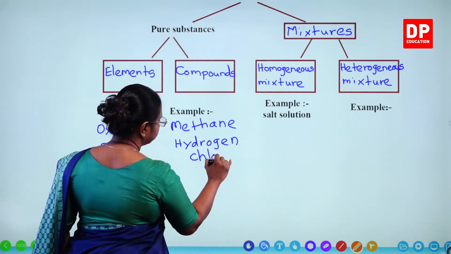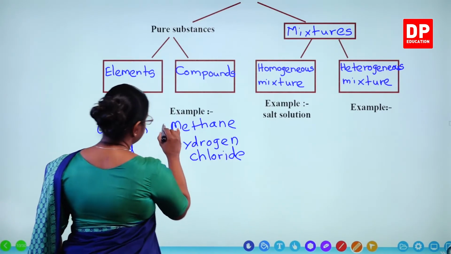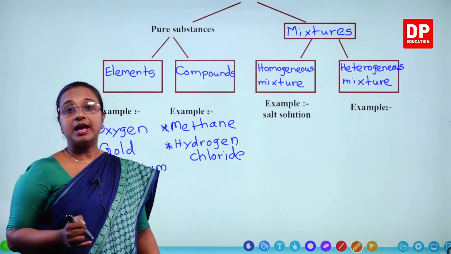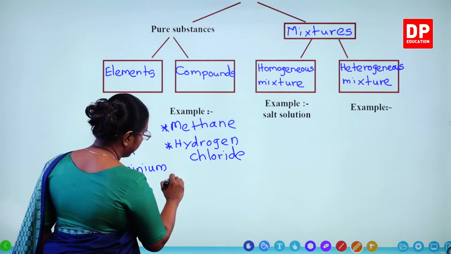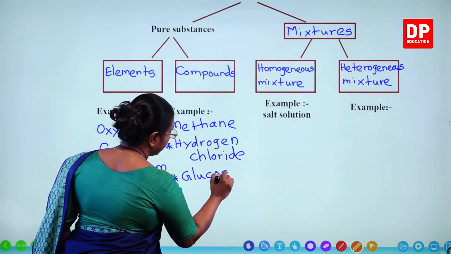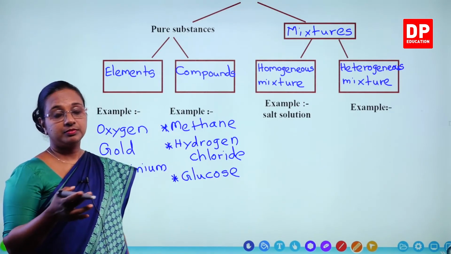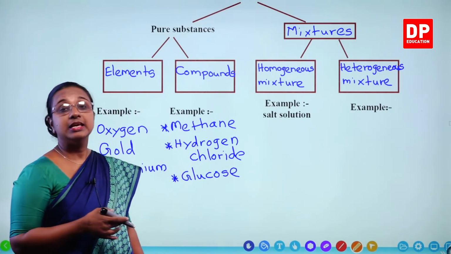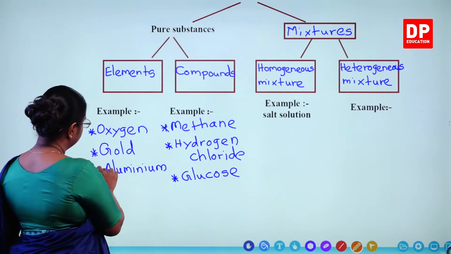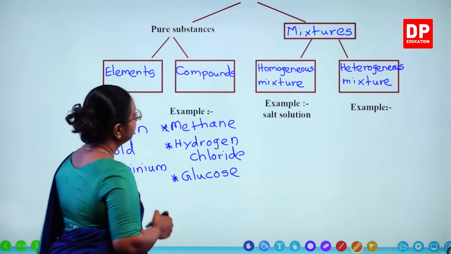Hydrogen chloride. So this is one, this is another one. Like that, you can write any other compound. Even glucose, that is a compound. Copper sulfate is a compound. Like that, you can write any example there. So we have written examples for elements, then for compounds.